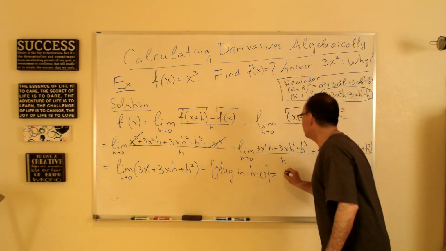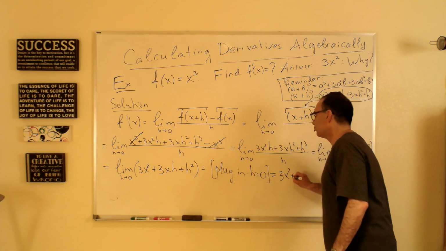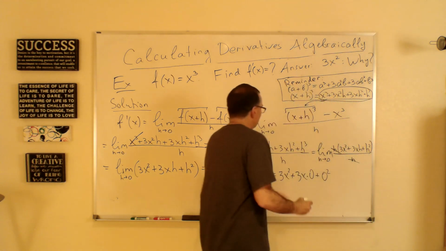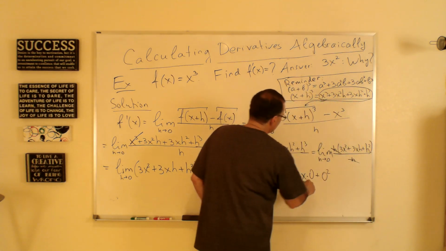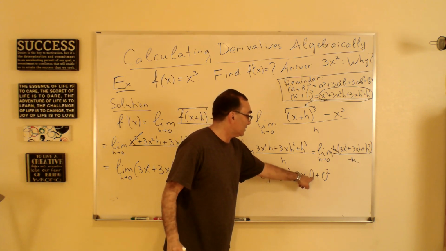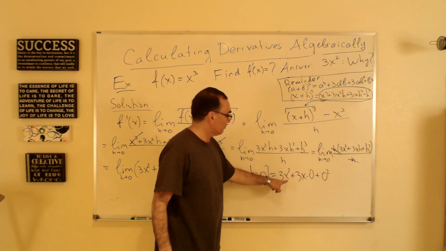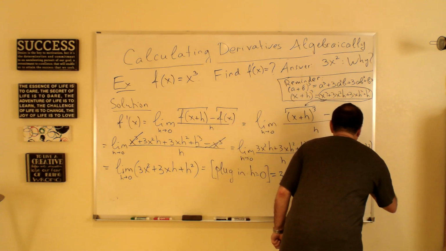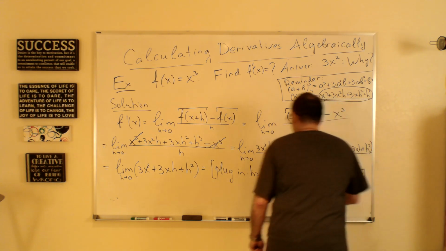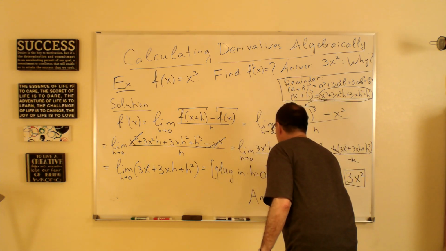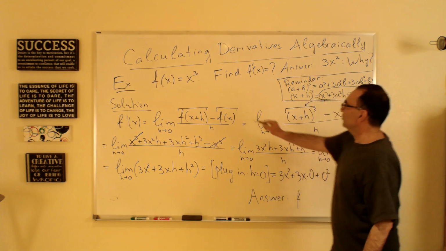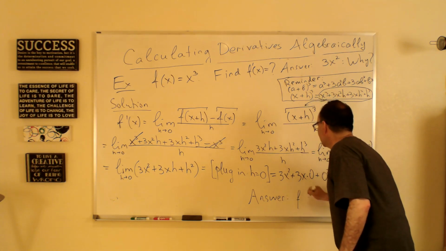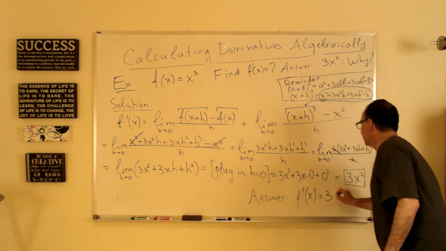So when we plug in 0, we end up with 3x squared plus 3x times 0 plus 0 squared. Now, 0 squared is of course 0. 3x is not known. However, anything multiplied times 0 is 0. So this whole thing is 0. So we get 3x squared plus 0 plus another 0. And the final answer is 3x squared. So the answer is: for function f of x equals x cubed, the derivative of this function is 3x squared.